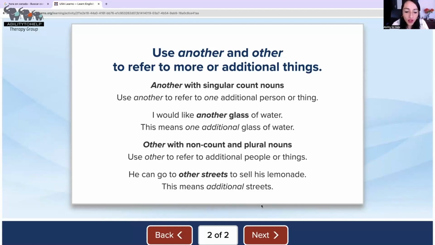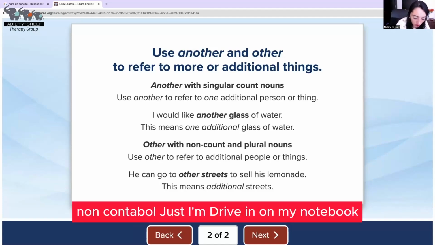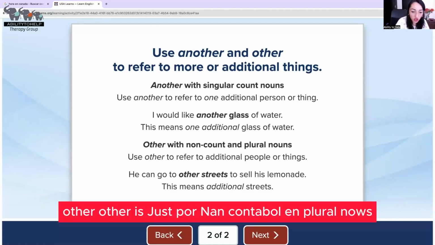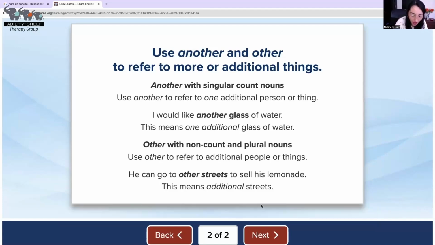So, other with non-countable, uncountable nouns. I'm writing in my notebook: other is just for non-countable and plural nouns. So use other to refer to additional people or things, like another, but in this case, just with non-countable or plural nouns. So let's see.